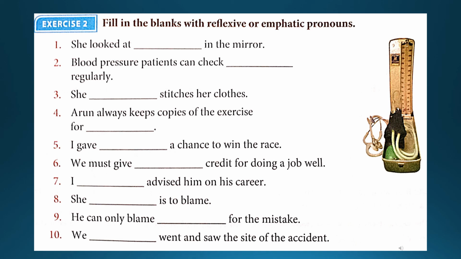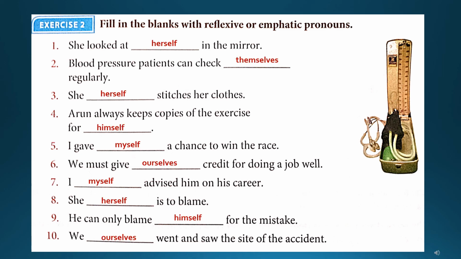Second, blood pressure patients can check dash regularly. The subject is blood pressure patients, a plural subject. So we have to use themselves. In the same way, you identify the subject and fill the following blanks. Here are the answers. First, she looked at herself in the mirror. Second, blood pressure patients can check themselves regularly.